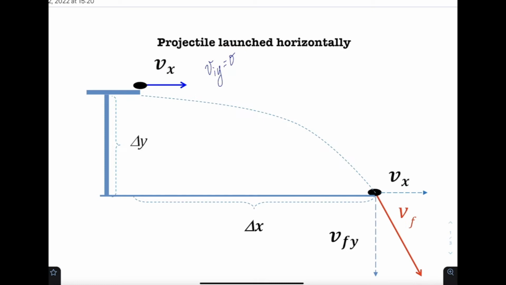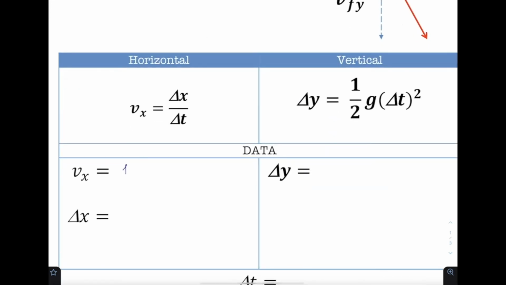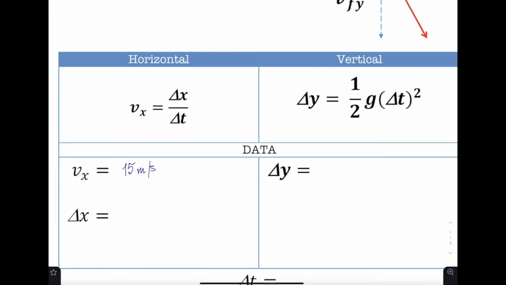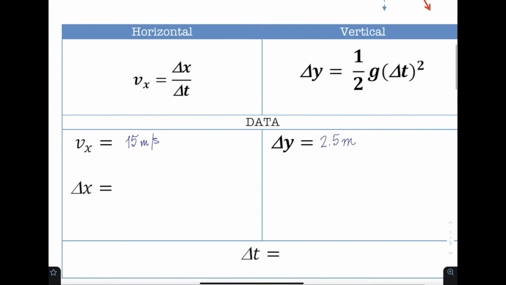Let's say we have a problem in which something was pushed off a 2.5 meter platform with initial velocity of 15 meters per second. So your incoming data, we know Vx is 15 meters per second, and we know that our vertical displacement is 2.5 meters. Now, technically, if it's downwards and you would like to use g as negative 9.8, you can say that your delta y is also negative 2.5 meters. The question in that case could be how far from the edge of the cliff, or from the edge of the table, from the edge of the platform, will the projectile land.